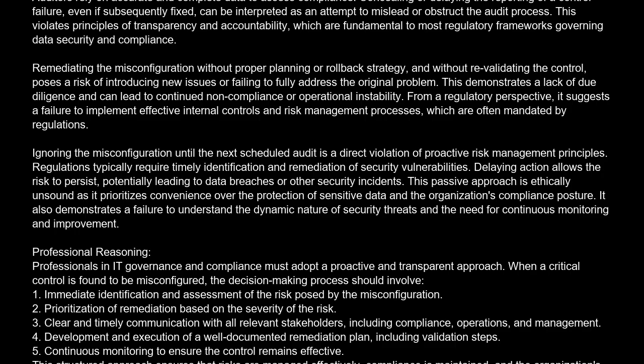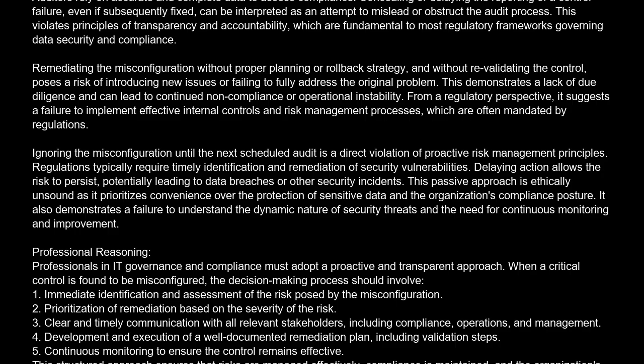When a critical control is found to be misconfigured, the decision-making process should involve: 1. Immediate identification and assessment of the risk posed by the misconfiguration. 2. Prioritization of remediation based on the severity of the risk. 3. Clear and timely communication with all relevant stakeholders, including compliance, operations, and management.